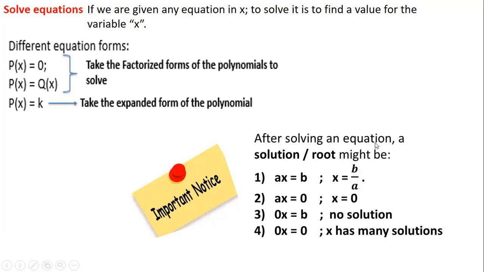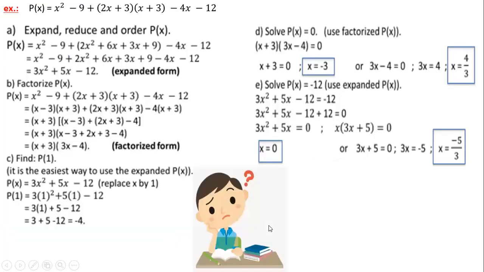After solving an equation, a solution or a root might be one of these four forms. If I have A of X equal B, then the solution is X equal B over A. This is the simple equation form. A of X equals 0, then X is equal to 0. 0x equal a number: this has no solution. 0x equal to 0: here, X has many solutions. Please pay attention to these forms of equation. They are very important. And as an example, I have given you here a polynomial P of X.